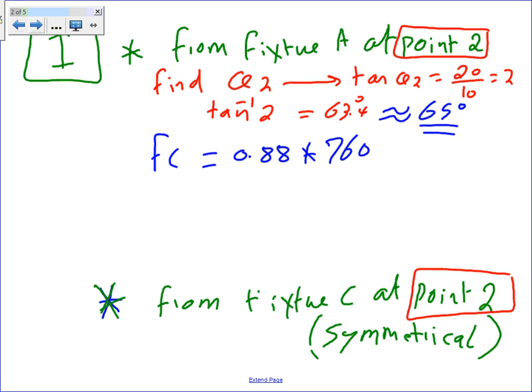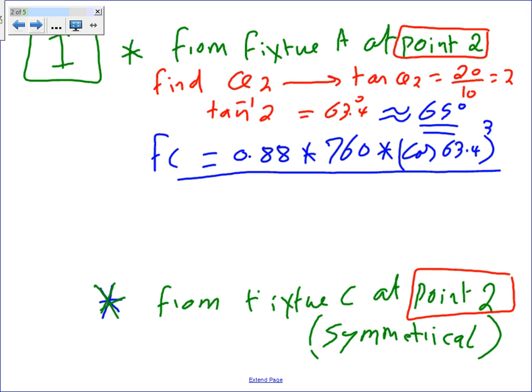I told you guys to go to the closest or do interpolation if you want to. 65 multiplied by cosine 63.4 raised to the power 3. Divide everything by the height, which is 10 squared.